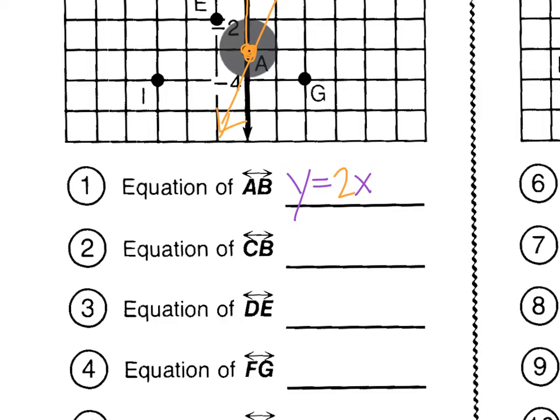I always have that x right here. And then I go back to that y-intercept. My y-intercept was at -3. So the equation of AB, line AB, is y equals 2x minus 3.